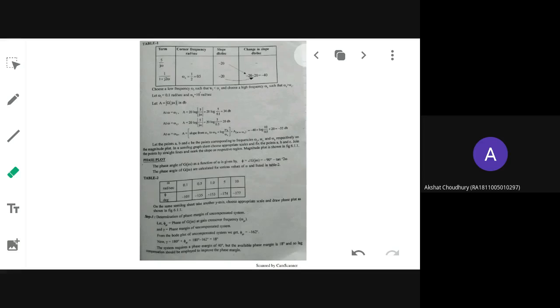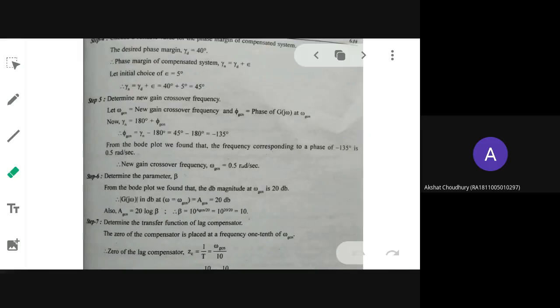Let's move on to the next step now. You need to fix some phase margin for the compensated system using a standard formula. The formula you have to use is this: gamma n, the value that you are fixing, is given by gamma d, the desired value, plus some error or extra addition. The initial value of this will be 5 degrees.